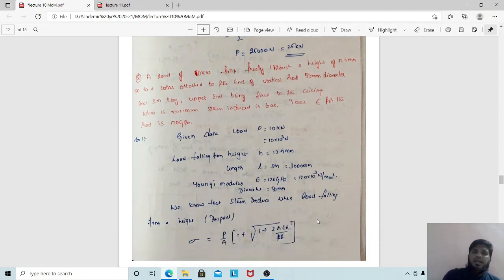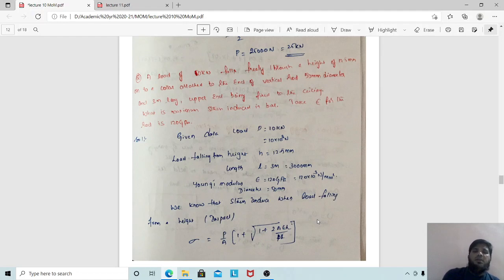Let us take the given data. The load is 10 kilonewtons; kilo is nothing but 10 to the power of 3. The load falls from a height of 12.5 mm. This is given in mm, so no need to change. Next, length is 3 meters, which we have to convert into mm. Young's modulus E is equal to 120 gigapascal. Giga can be written as 10 to the power of 3 newton per mm square. Diameter is given as 50 mm.